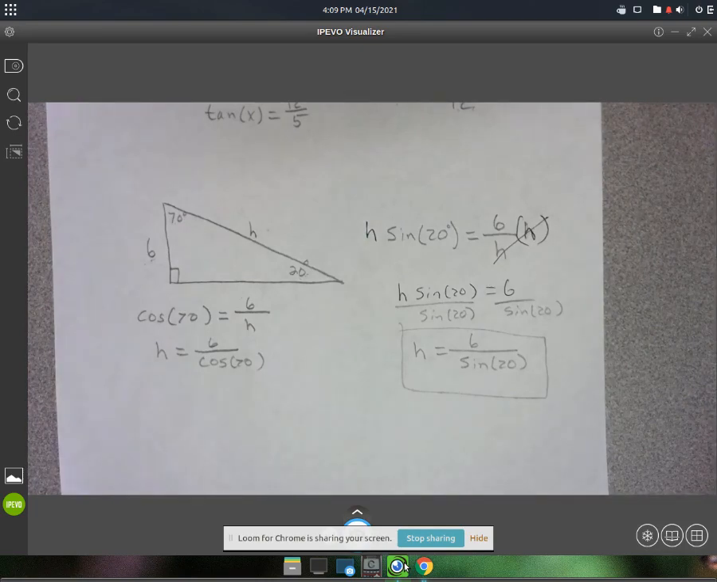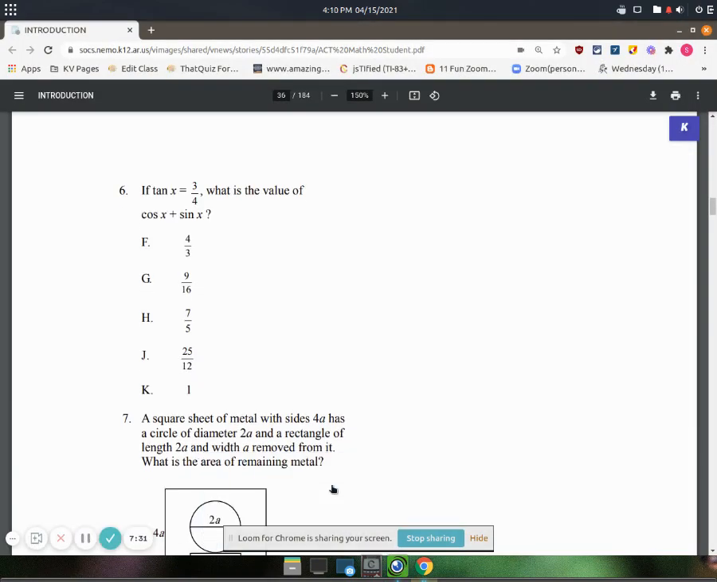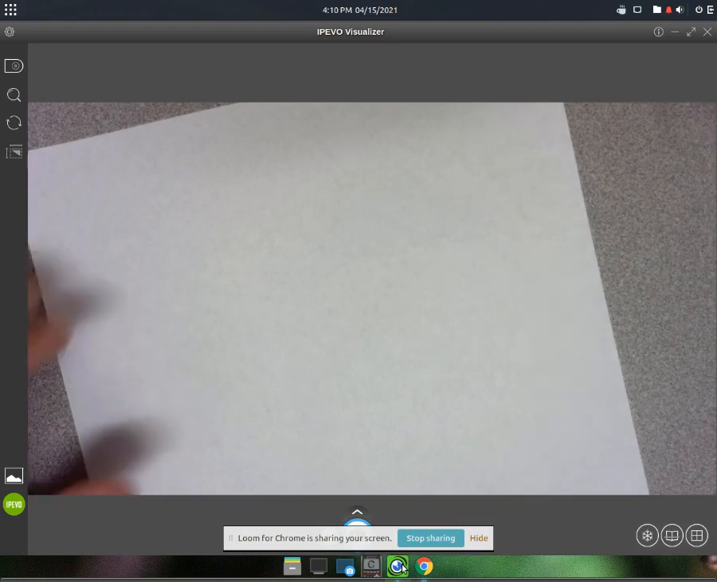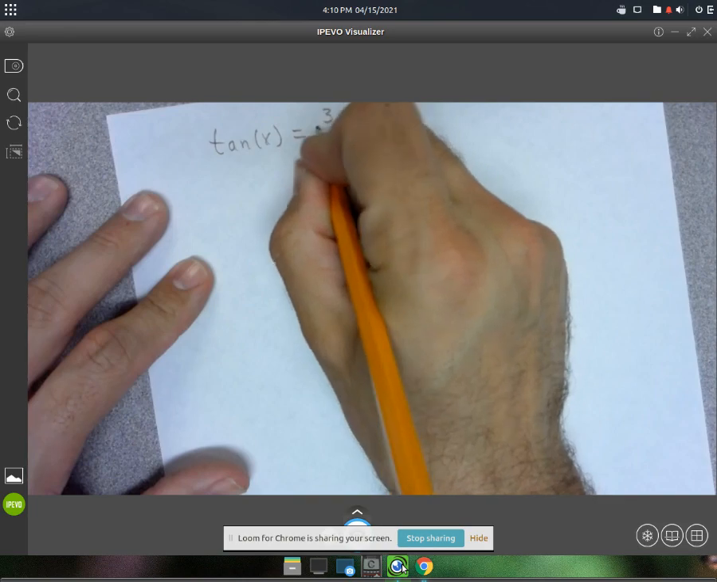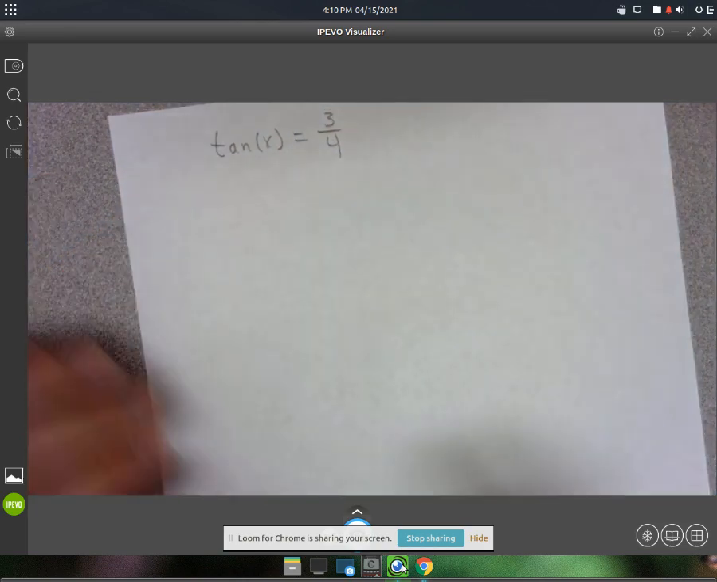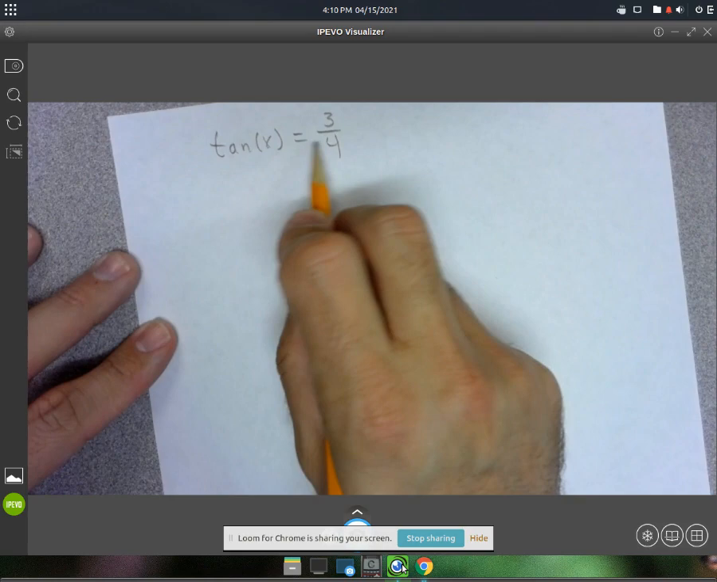Let me find another one here. Okay, so this is from a little practice test. It says if tangent x is equal to 3/4, what is the value of cosine x plus sine of x? This is probably a kind of a tricky question, actually, but I'll show you. All it has to do with is building your own triangle. All right, so start off, tangent of x is equal to 3/4.